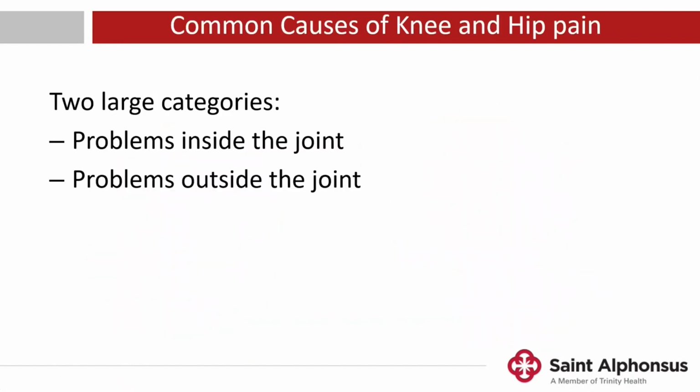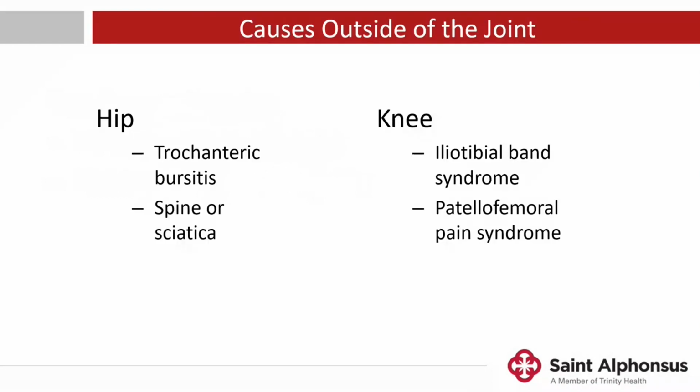I like to think of causes of hip and knee pain as being in two major categories: one, problems that are inside the joint, and two, problems that are outside the joint, but frequently mimic problems that are inside the joint. And we'll cover both of these topics in the hip and the knee. So first, let's talk about the stuff happening outside of the joint. These are things that are frequently mimics of hip and knee osteoarthritis, and we're often considering these diagnoses when somebody comes in with hip or knee pain.